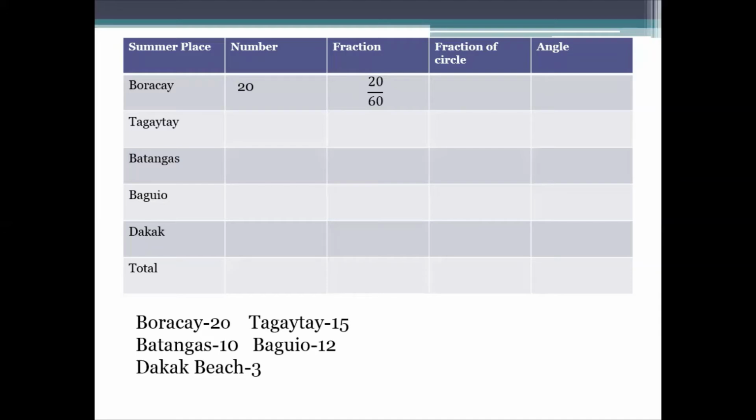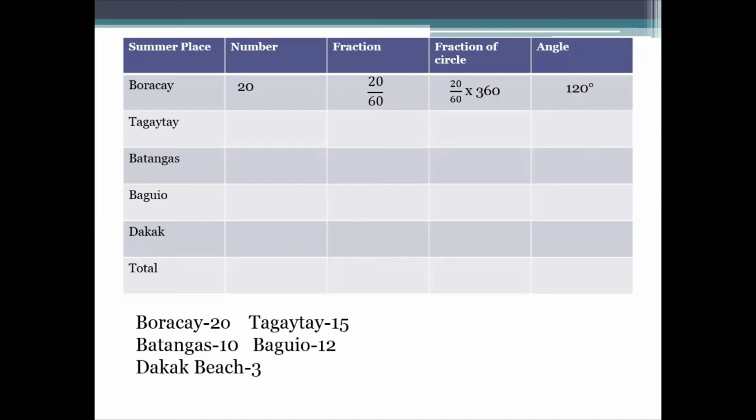So 20 over 60, and the fraction of the circle for this one is 20 over 60 times 360 degrees. To find the angle, all we have to do is multiply 360 by 20 divided by 60. Again, 360 times 20 divided by 60. The angle for this one is 120 degrees.